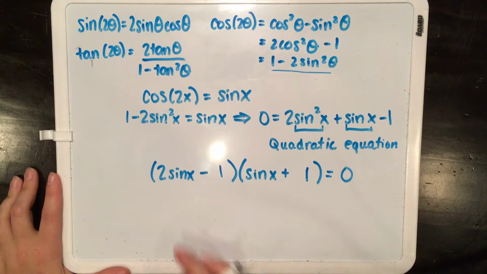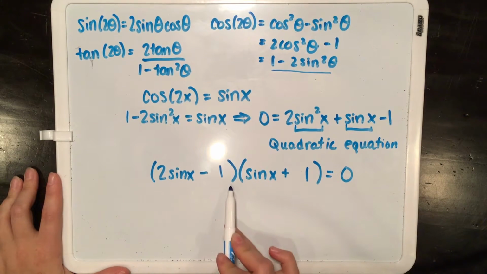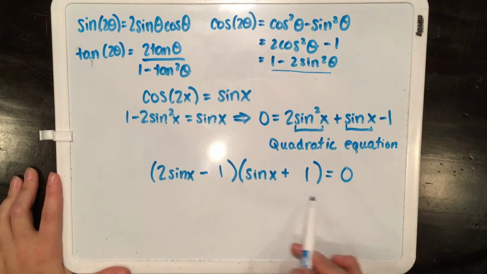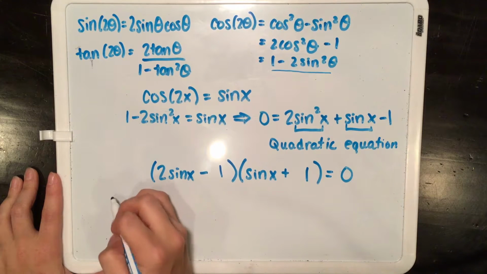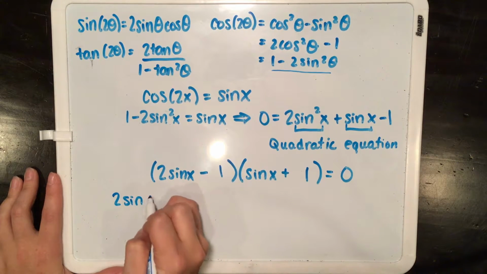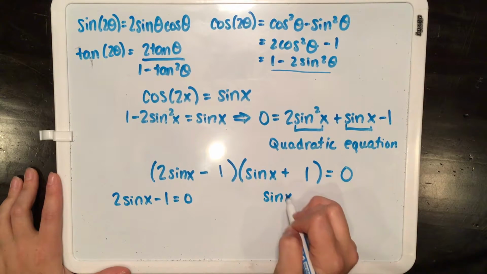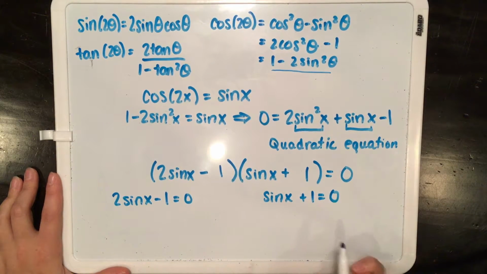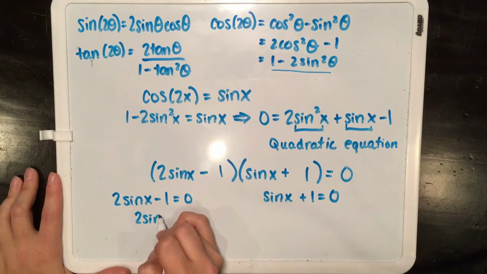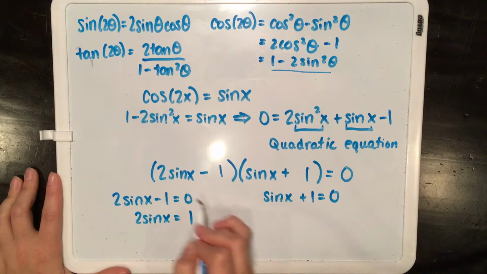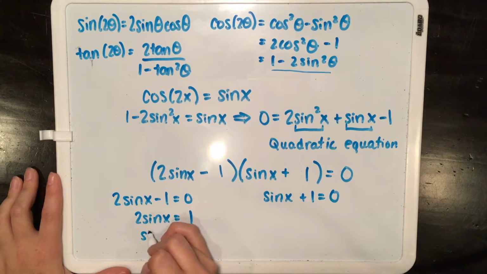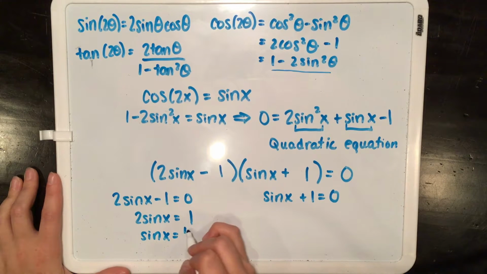So it's only going to equal 0 if this linear factor equals 0 or this factor equals 0. So let's set them both equal to 0. And sine of x plus 1 equals 0. 2 sine x equals 1. If we add the 1, sine of x equals a half.